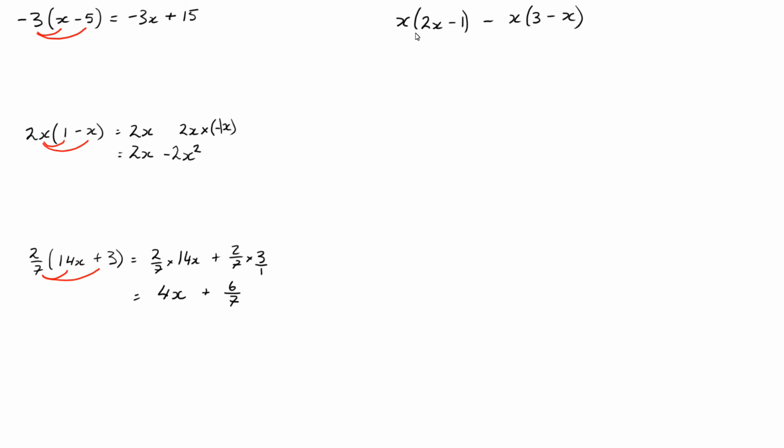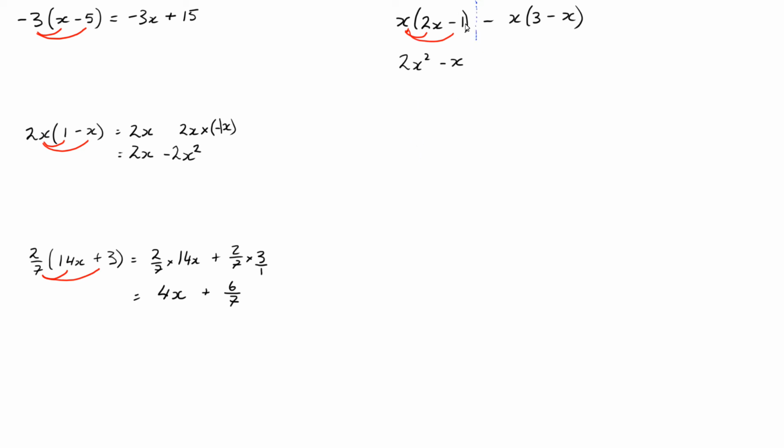Final example, I've got x(2x take 1), and then subtracting an x(3x take x). Alright, so there's a few steps involved here. So brackets, you just separate them by themselves. Okay, so we've got the x and 2x would give us 2x squared. x times minus 1 would give me minus x. That's the first one. In my head, I'm just kind of imagining them as separate questions.